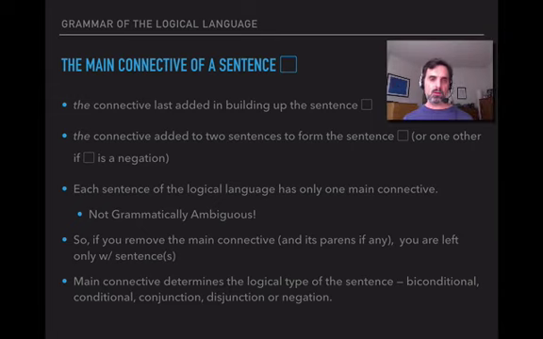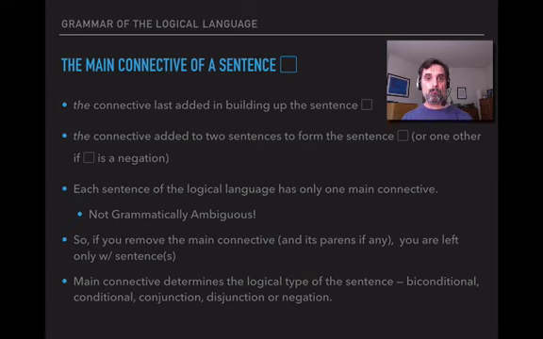Okay, so in this video, I've told you what the grammatical rules for our language are. What are the rules by which we form sentences? And we talked a little bit about why the rules are as they are. We want our language to be grammatically unambiguous. We want each sentence to only have one main connective. And we talked a little bit about what a main connective is.